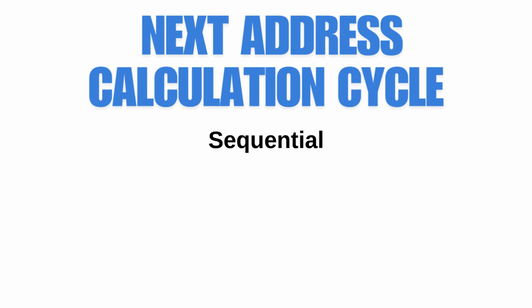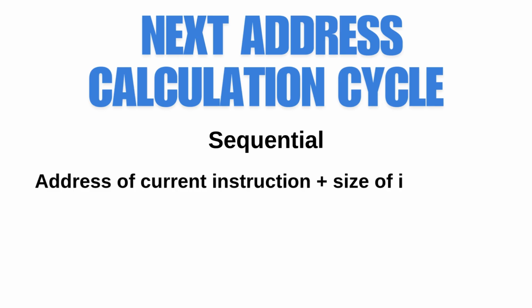Sequential execution. For most instructions, the next address is simply the address of the current instruction plus the size of the current instruction. This means that if the current instruction is located at address 1000 and it occupies 4 bytes, the next address will be 1004.